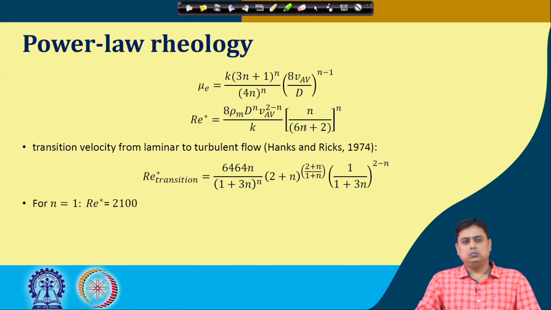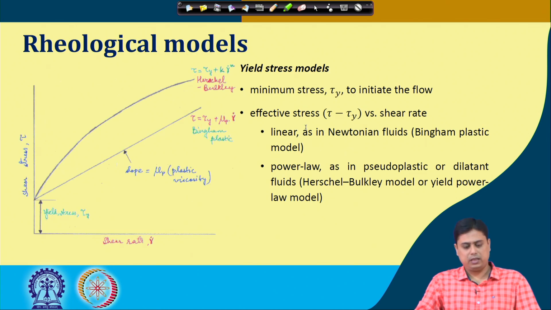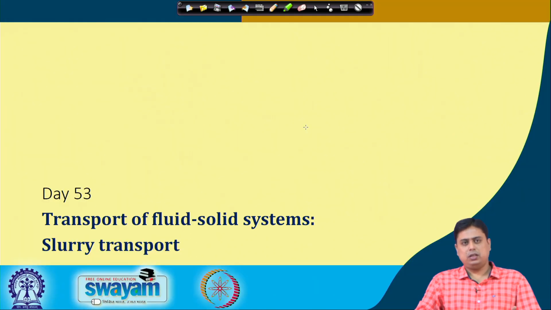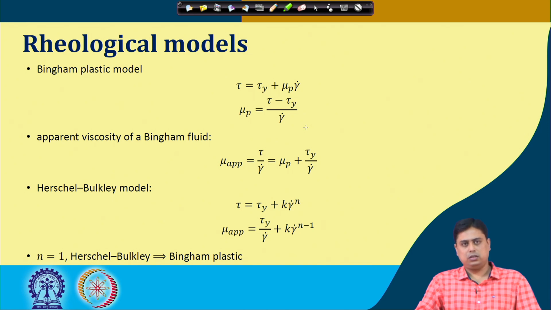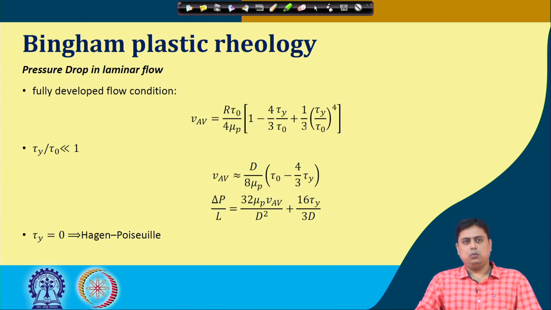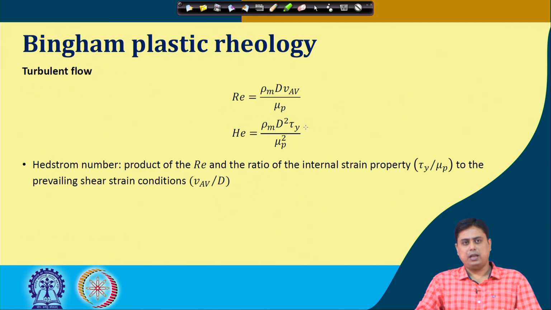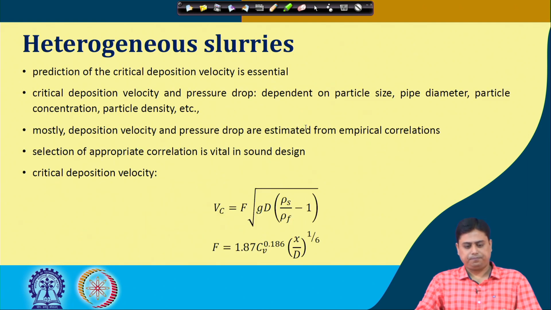We have seen what happens in the laminar case and in the turbulent case. As I mentioned, the Bingham fluid, particularly the yield stress model, we have gone through. We have also seen a bit of Herschel-Bulkley, but when the power law index is 1, Herschel-Bulkley becomes the Bingham plastic or Bingham fluid. So Bingham plastic rheology in laminar and in turbulent flow, we have gone through these details.